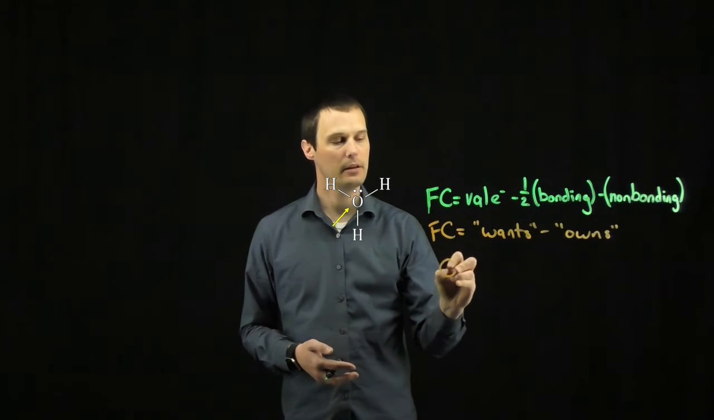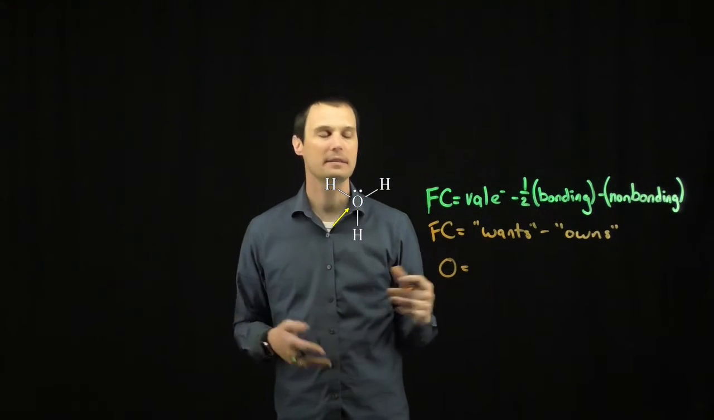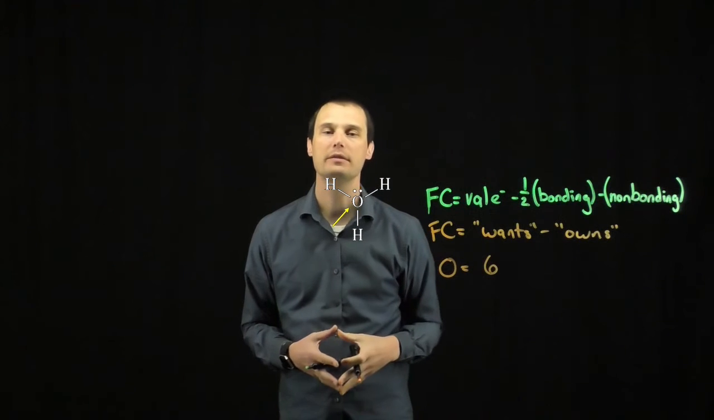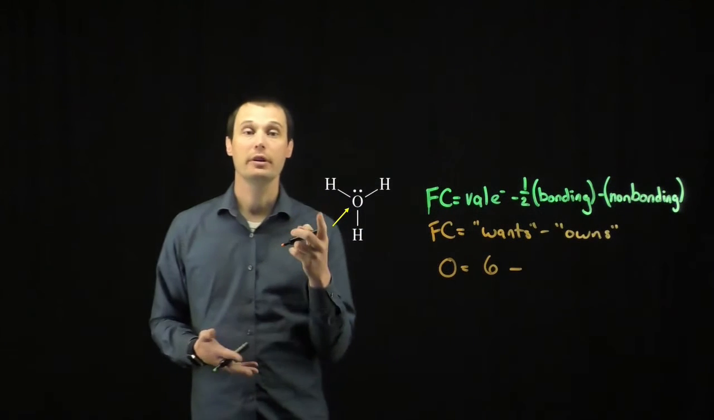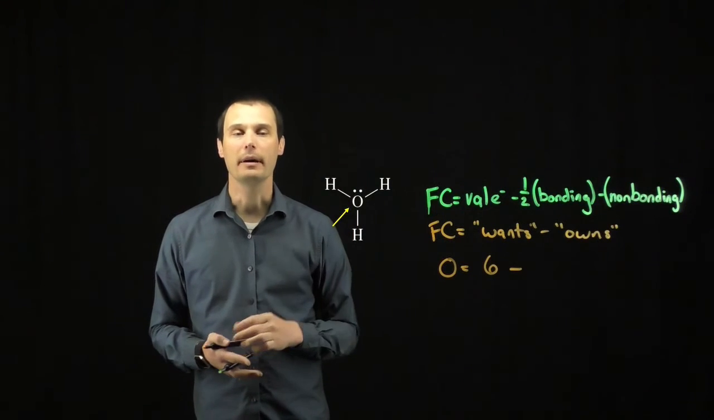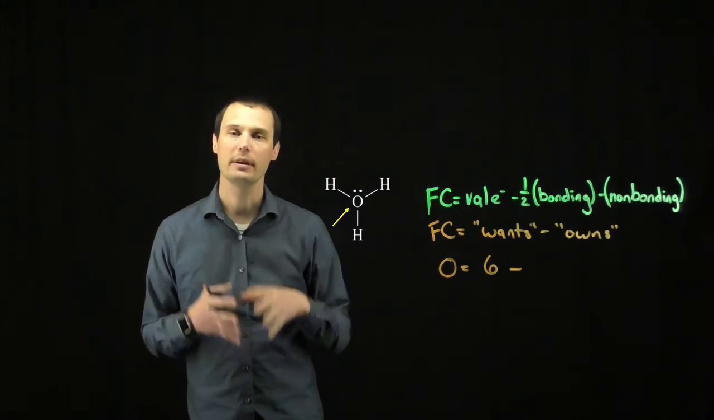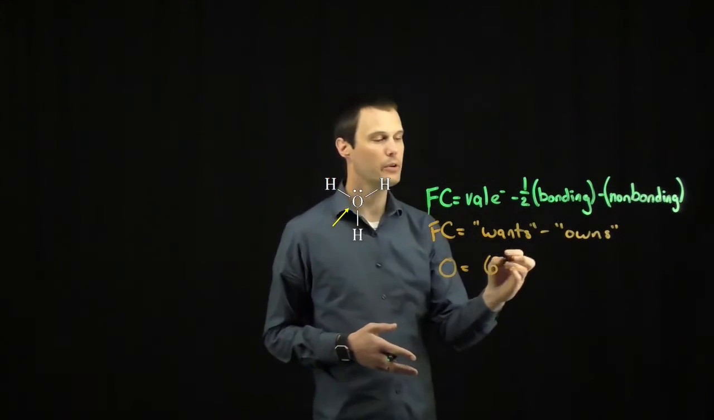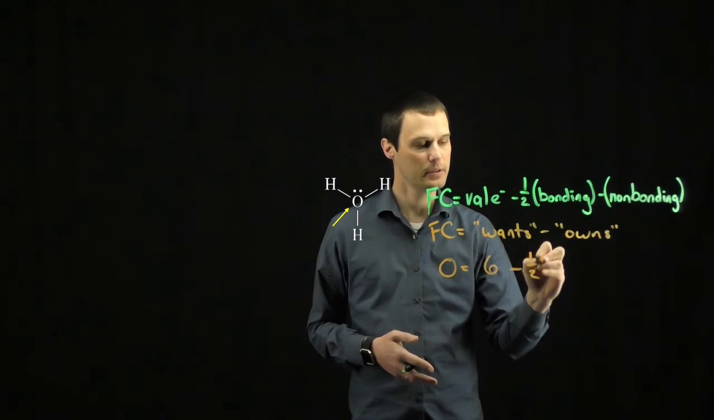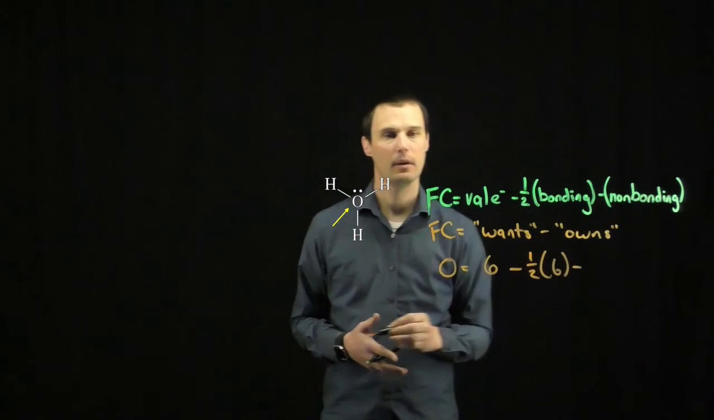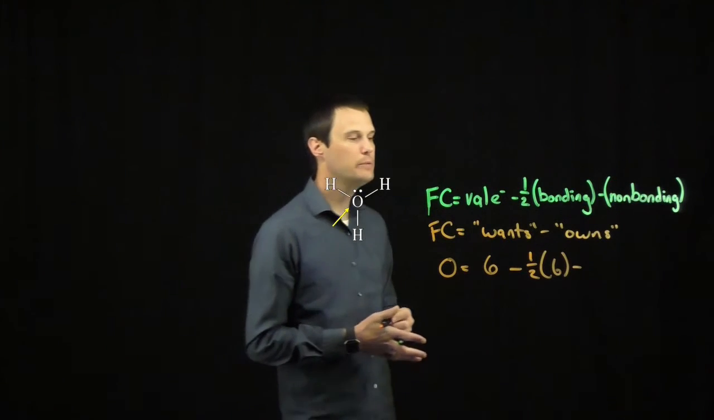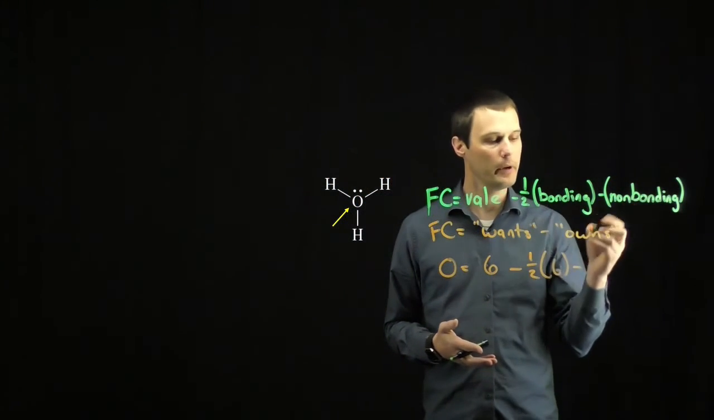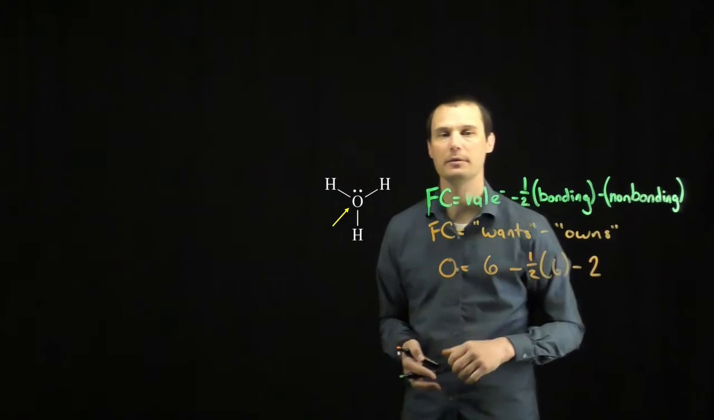For oxygen then, in this molecule, oxygen wants 6 electrons in its neutral ground state configuration, 6 valence electrons. This oxygen in this molecule is involved in 3 bonds. Each of those bonds has 2 electrons each. That's a total of 6 bonding electrons, so it owns half of those 6 bonding electrons. And it owns all of the non-bonding electrons. There's 1 lone pair on oxygen, so we have 2 non-bonding electrons.